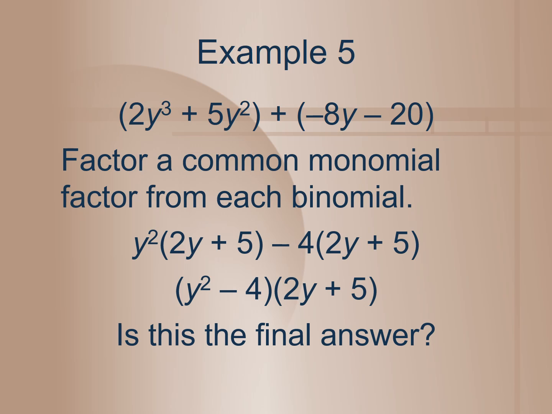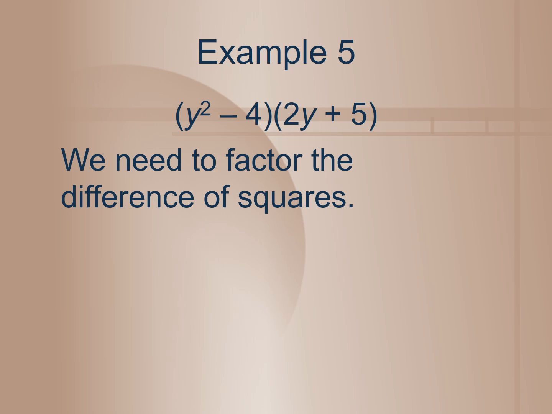So you have to remember, to be factored completely, after we factor, we have to check again and say, okay, do any of my factors need to be factored? So for example, y squared minus 4 is the difference of squares, which means your a is y and 4 is 2 squared, so your b is 2. So y squared minus 4 is going to become y plus 2 times y minus 2. And then 2y plus 5 is fine as a factor. That doesn't factor any further than that. So that means that this is actually factored completely.